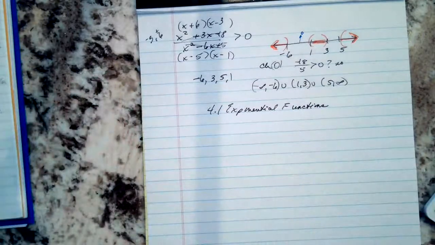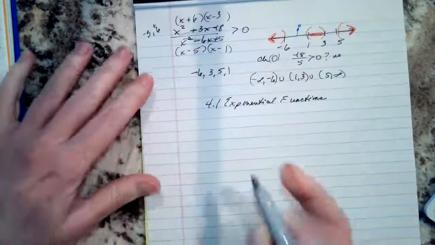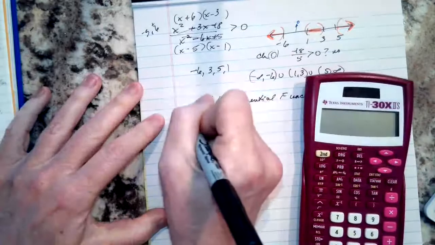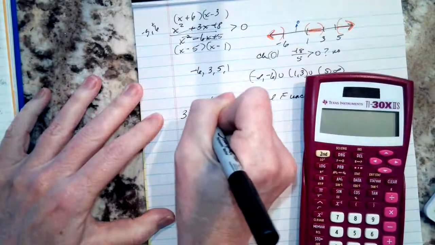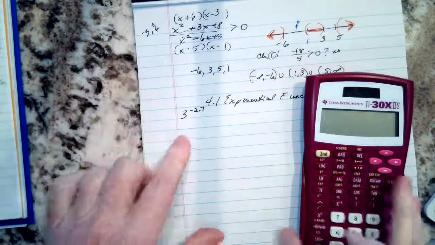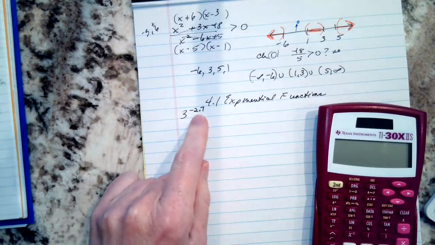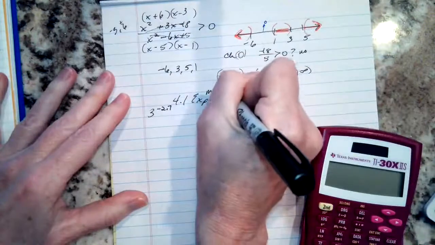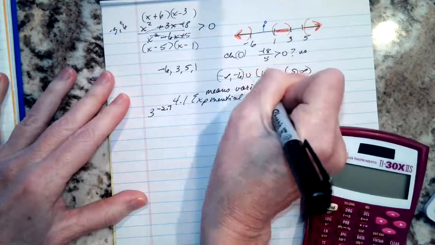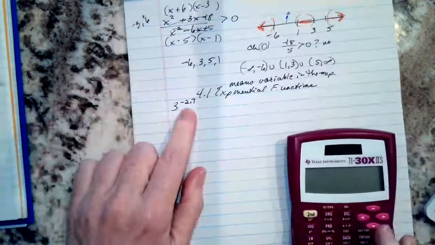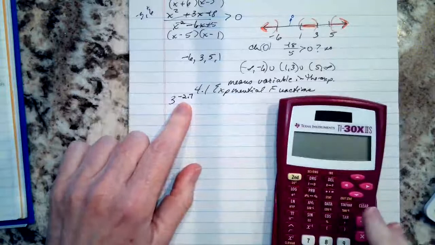It's quite different. I don't think it's more difficult, it's just different. Grab your calculator. Without a doubt, you're going to be using it somewhat. Got some things to learn. Got to learn 3 to the negative 2.7. We're going to look at exponential functions. Exponential means you have a variable in the exponent. The exponent will be a variable. Well, that's not a variable, but we're just learning how to use our calculators right now.